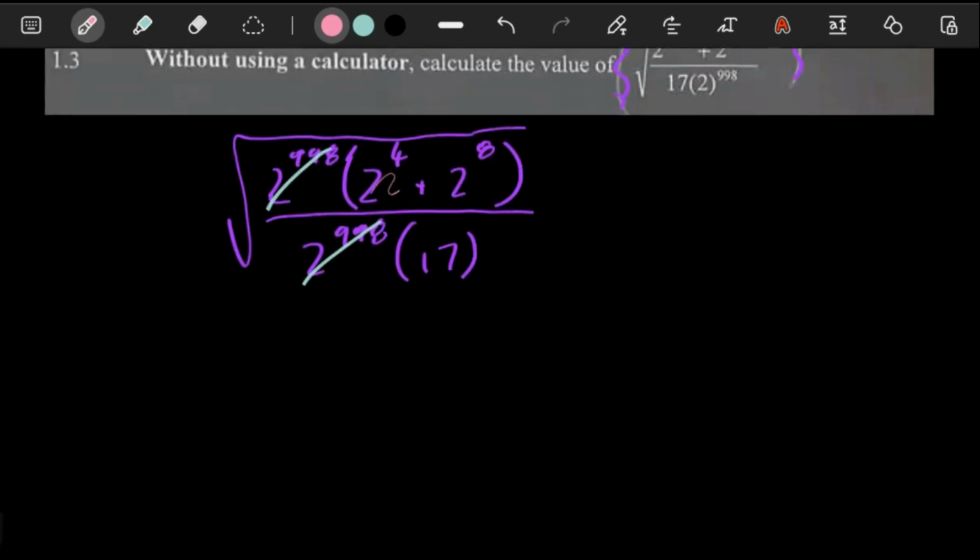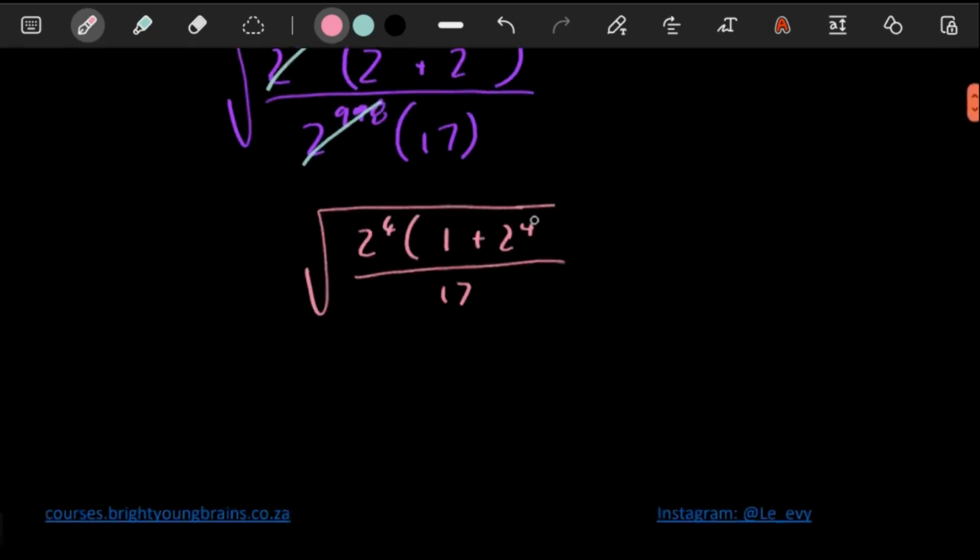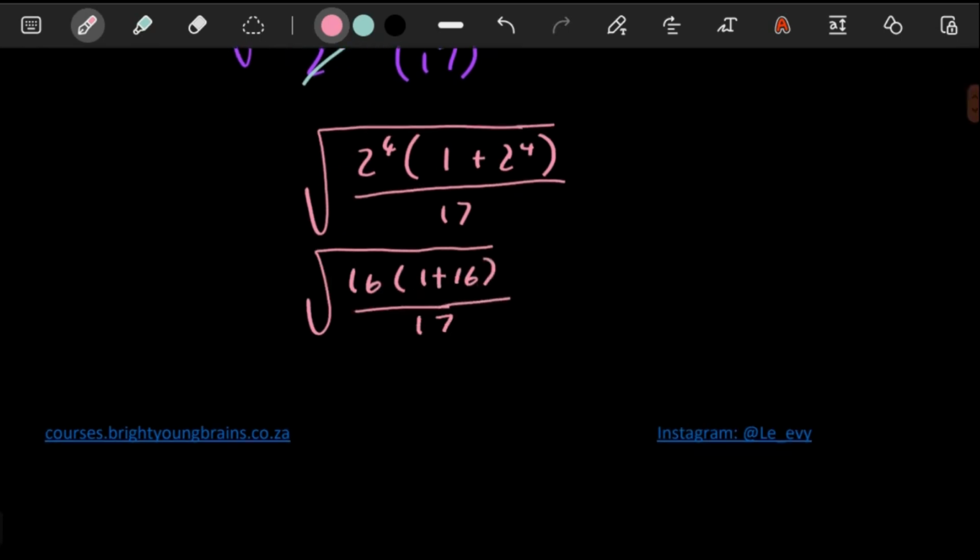Then 2 to the power of 4 is, I think, 16, because that's not difficult to see. So what you can actually do is, let's take it slow. Let's take out 2 to the power of 4 at the top. We'd have a 1 here plus 2 to the power of 4. The reason for doing this is so that we can work with smaller numbers. So this is going to give us 16 here, 1 plus 16 as well, and then we have here 17, right?